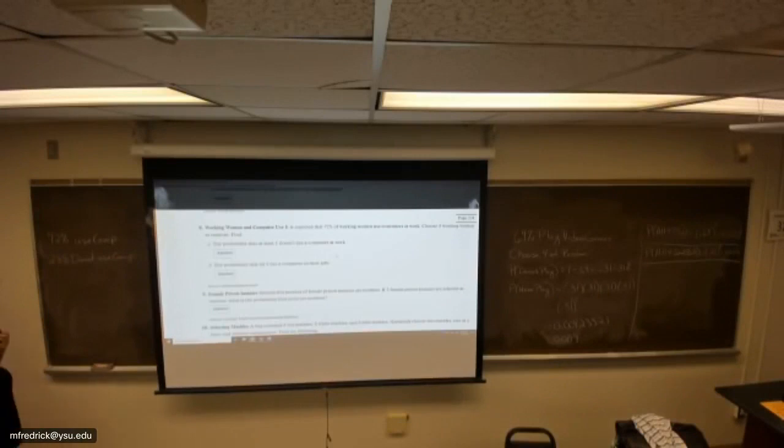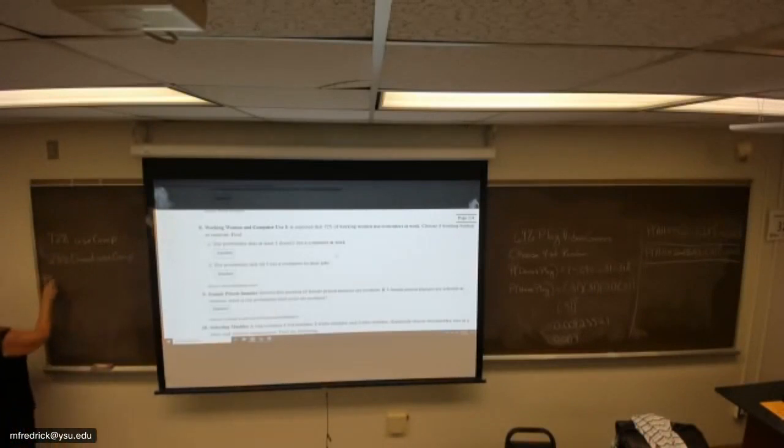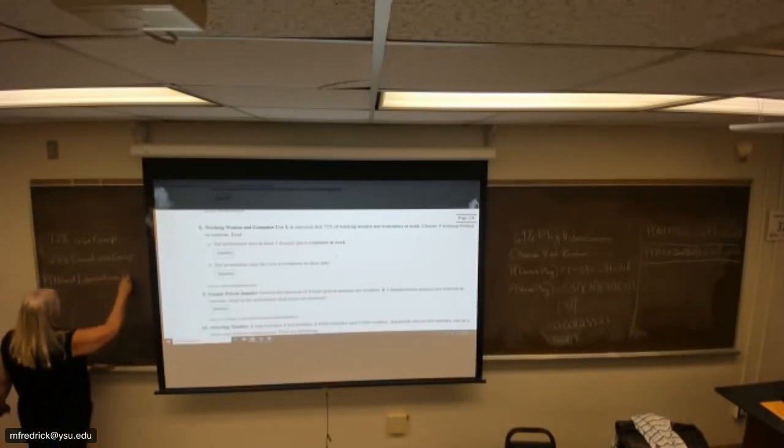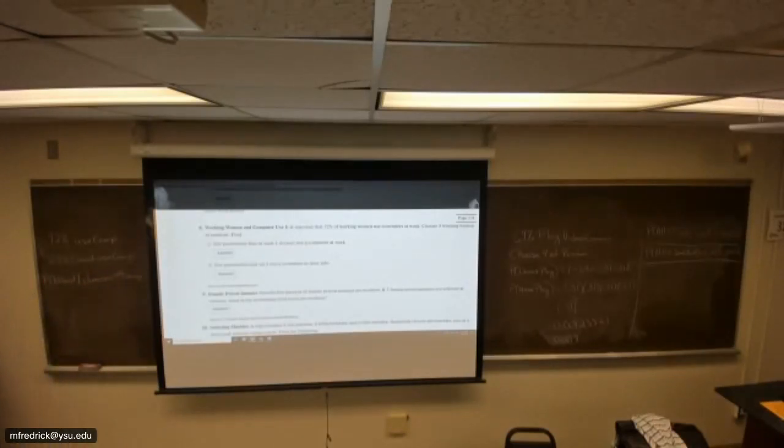Just in case we need it. So the probability that at least one does not use a computer. So that means at least one doesn't use it. Could be 1, could be 2, could be 3. How many are we picking? I think 5.